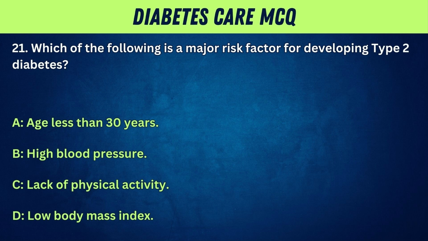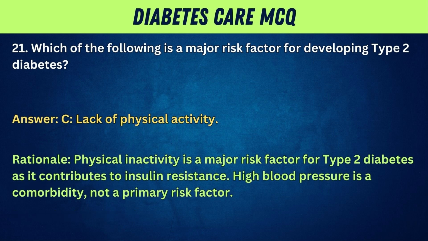21. Which of the following is a major risk factor for developing type 2 diabetes? A. Age less than 30 years. B. High blood pressure. C. Lack of physical activity. D. Low body mass index. Answer: C.